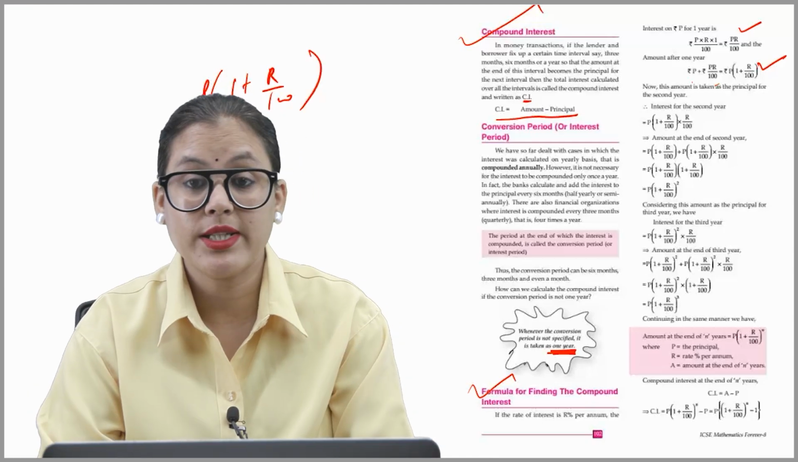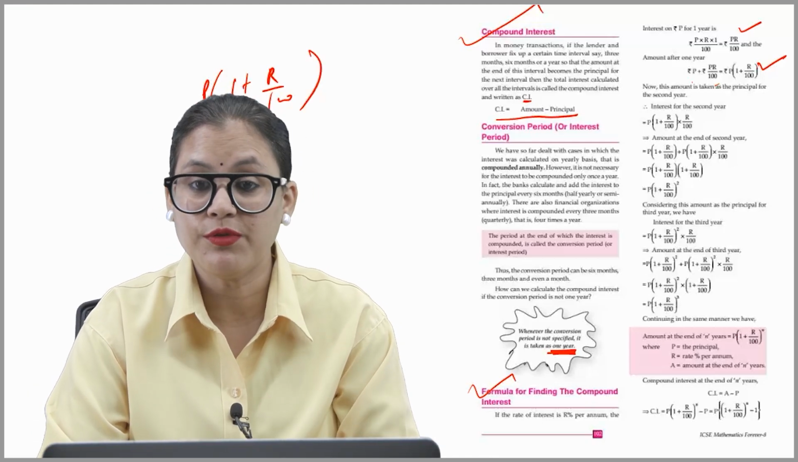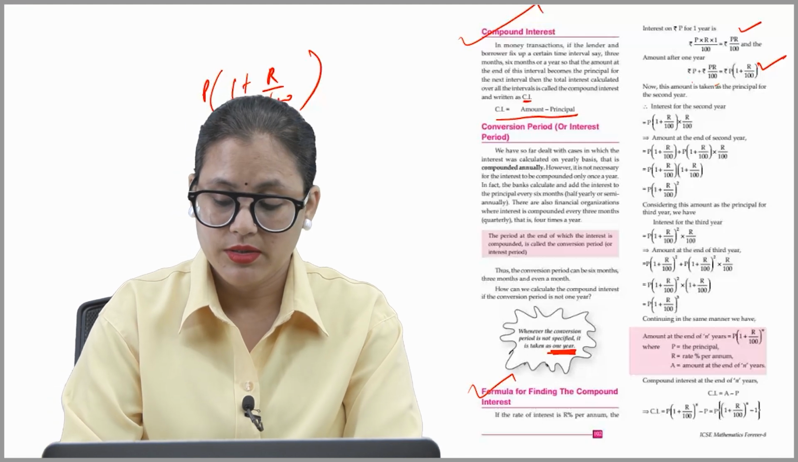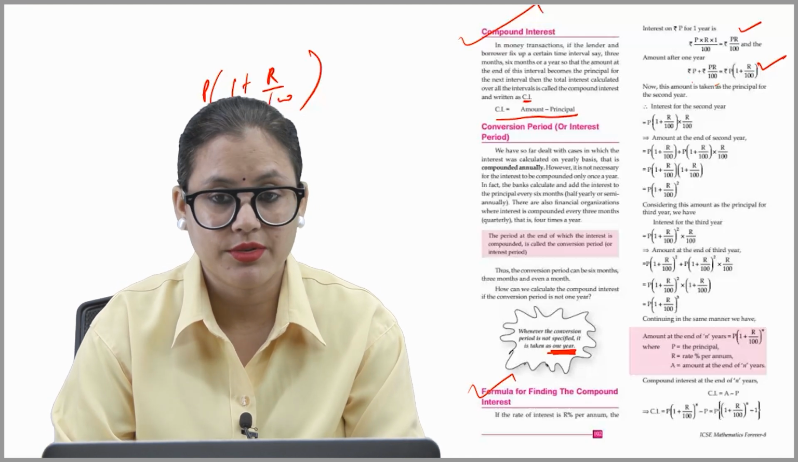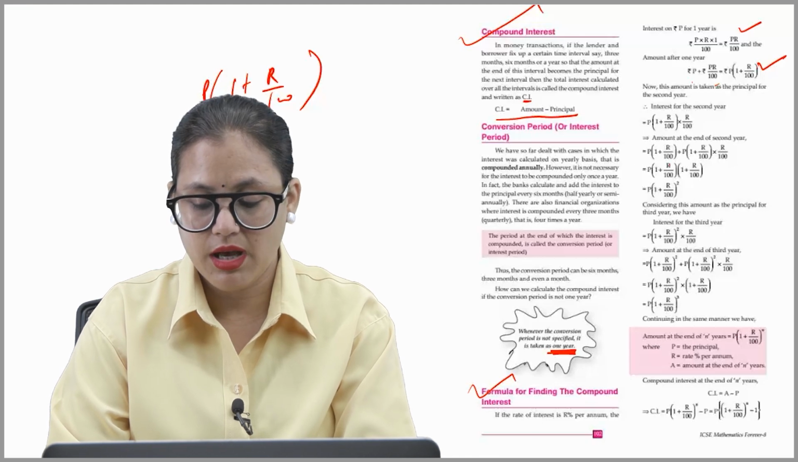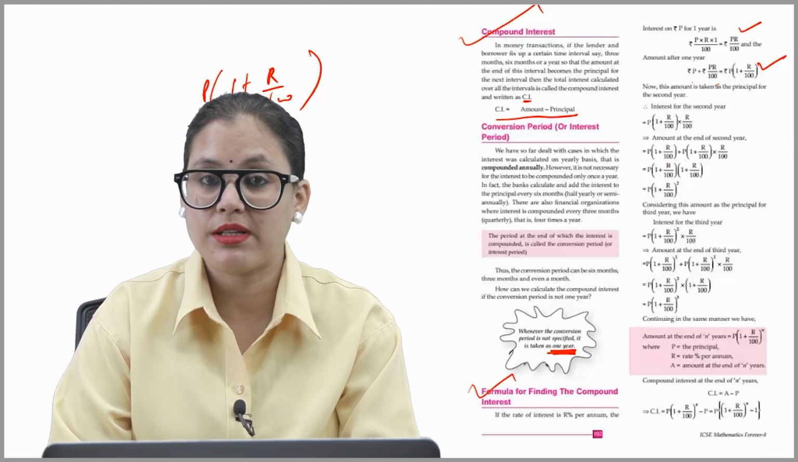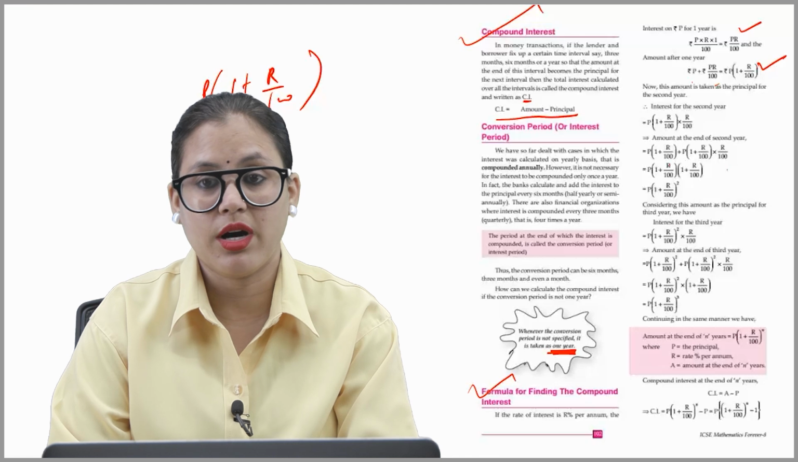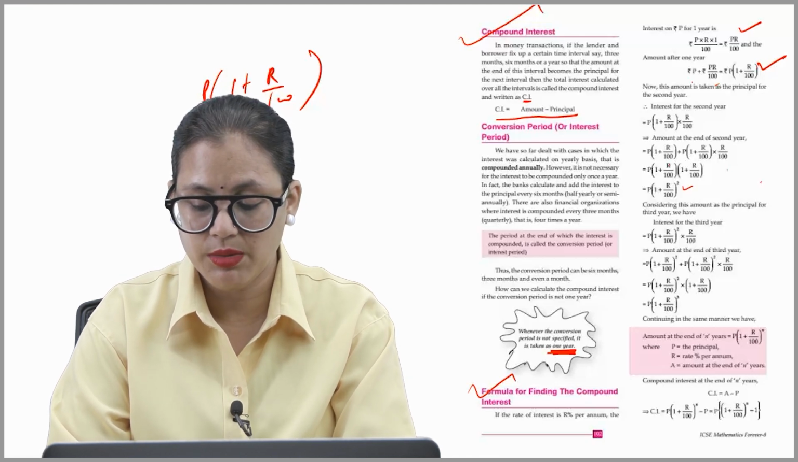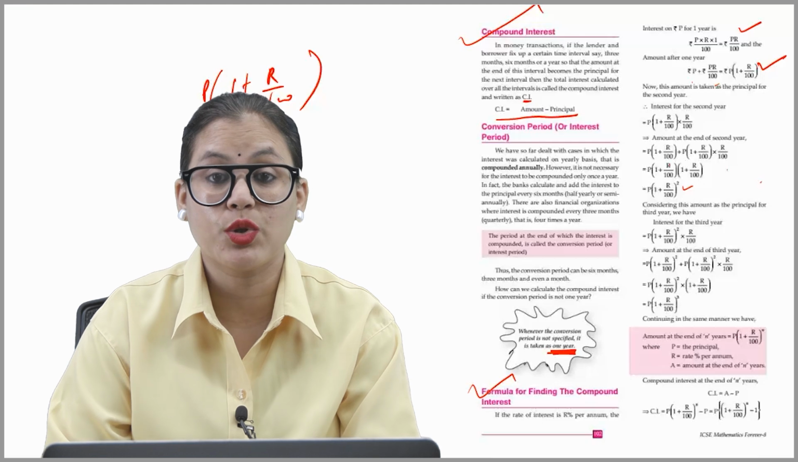Okay, now this amount is taken as the principal for the second year. Therefore, interest for the second year is what? This formula into R by 100. So, amount at the end of the second year is P(1 plus R upon 100) plus P(1 plus R upon 100) into R upon 100. So, from here we will get P(1 plus R upon 100) raised to the power 2.